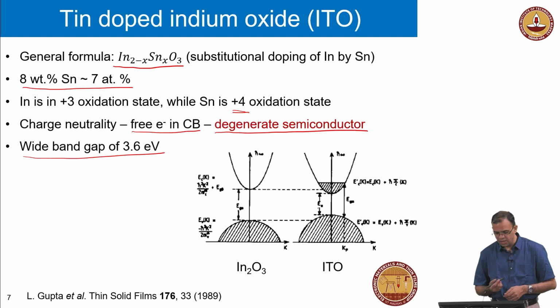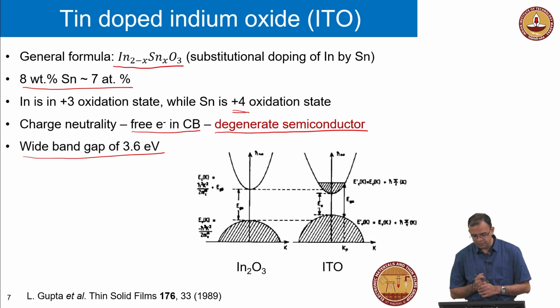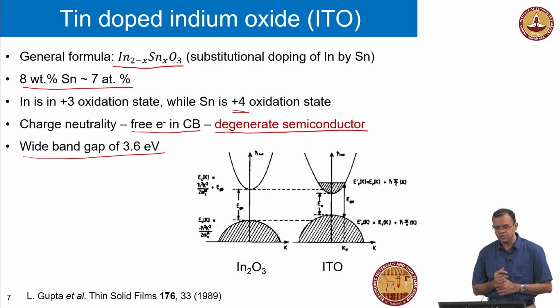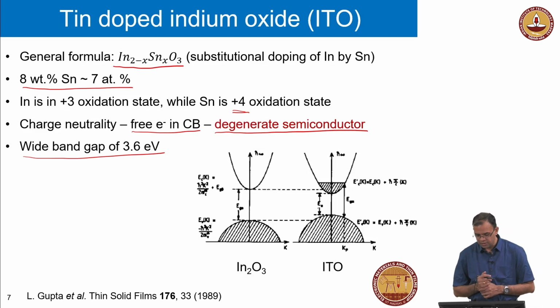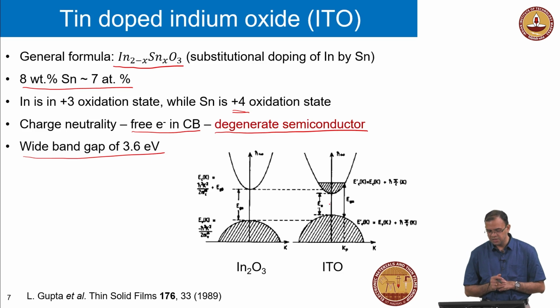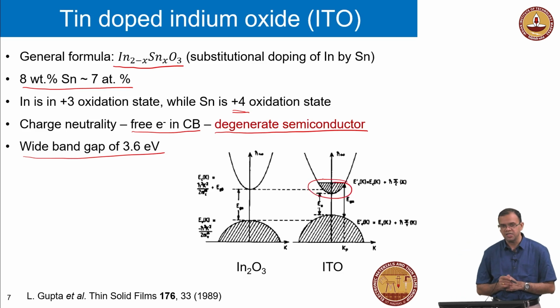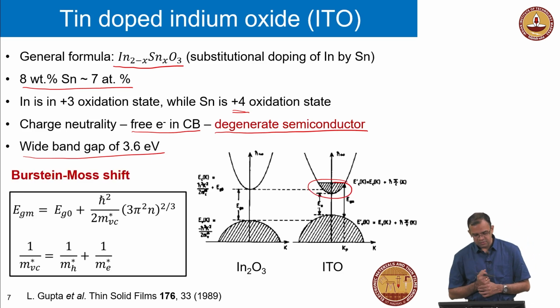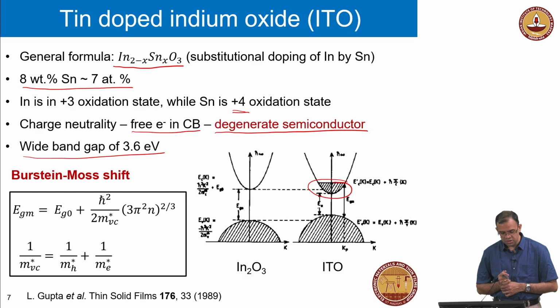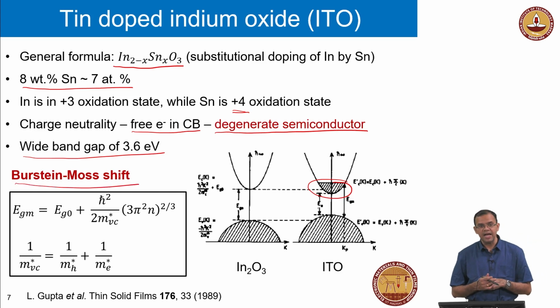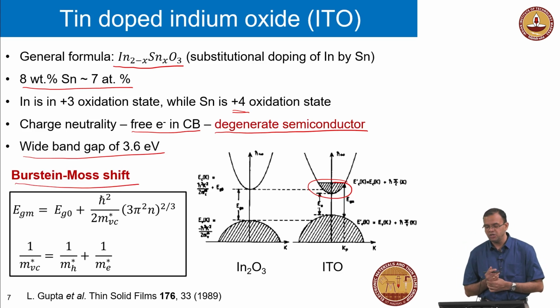conductivity. Again, this is just a band picture showing you both indium oxide and indium tin oxide. Because of the presence of tin, you basically have some extra electrons present in the bottom of the conduction band. Papers also refer to this as something called a Burstein-Moss shift, which says that the optical gap increases because of the presence of electrons in the bottom of the band.